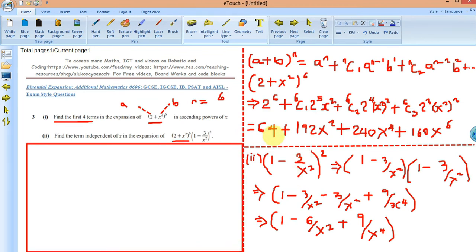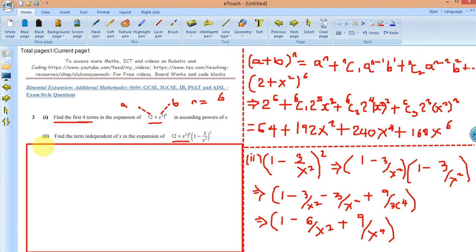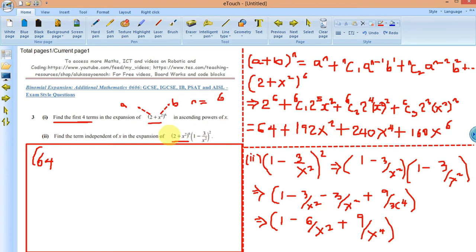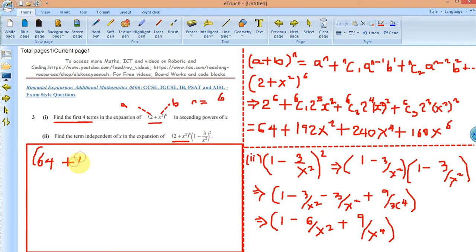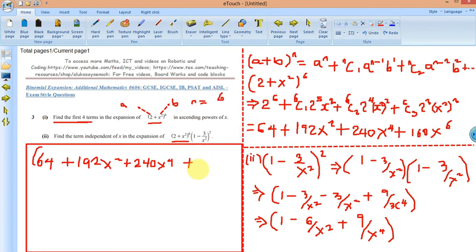Now this is what I have here. You go constant to constant, power of 2 to power of 2, power of 4 to power of 4. The first four terms of the expansion of the other factor are 64 plus 192x squared plus 240x to the power 4 plus 160, which I don't need because I just want to end with x to the power 4. So let me put 3 dots.